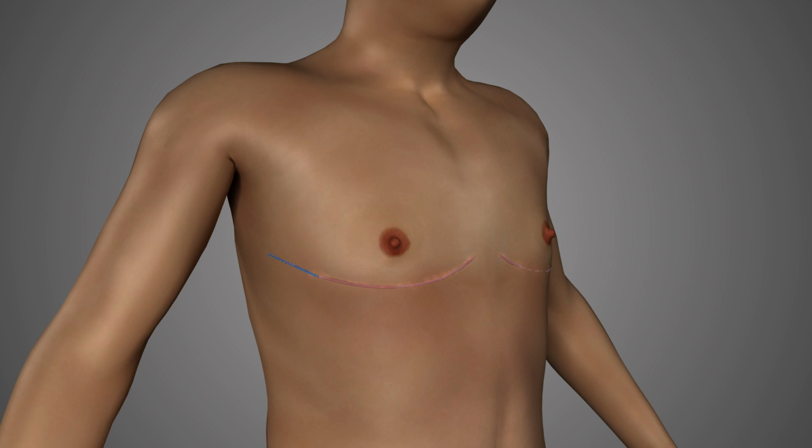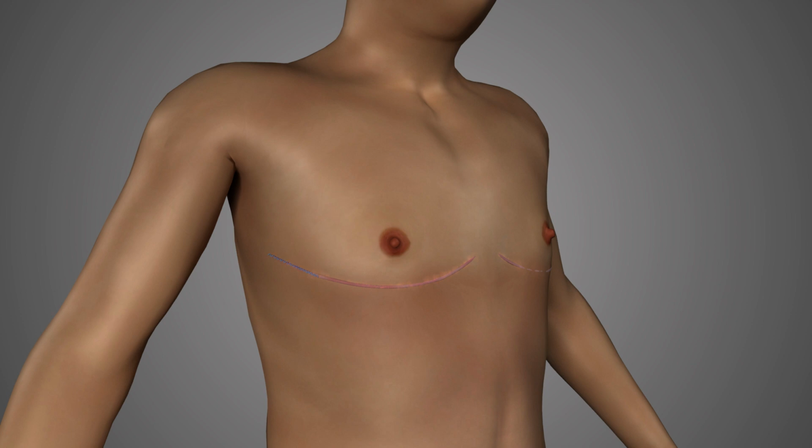So commonly dog ear revisions can be performed under local anesthesia if they're small. If they're longer than about 5 inches or so, then having some sedation or general anesthesia is a good idea because of the amount of local anesthetic that would be necessary to get you numb in a larger area.